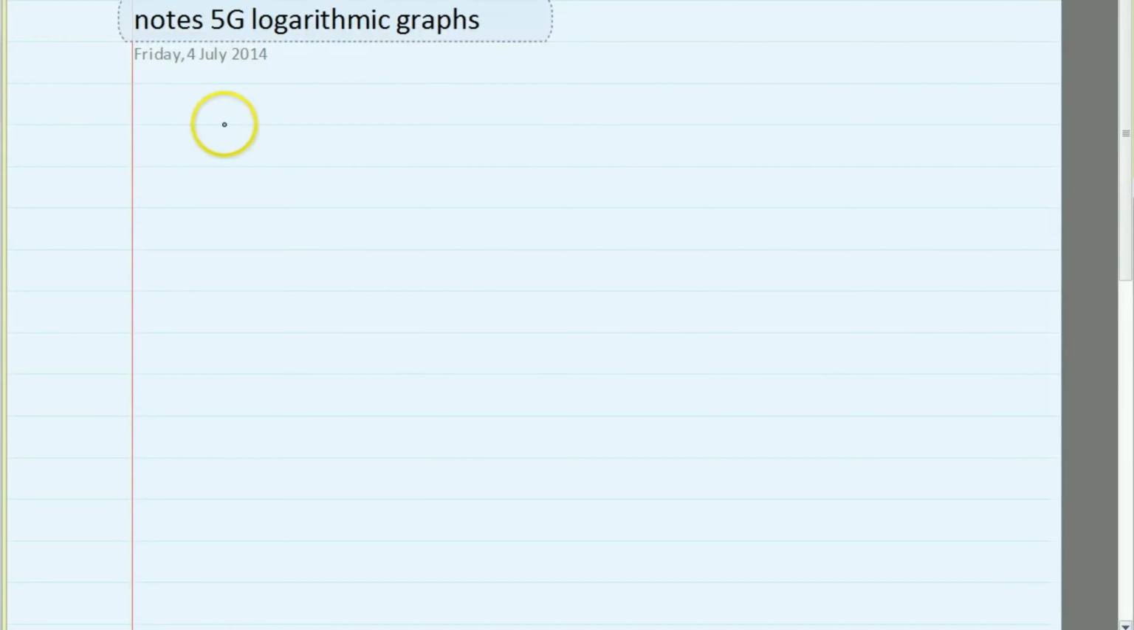Logarithmic graphs are graphs of the form y is equal to log base a of x. And if you remember your logarithms and the way that we can change these around, this is an equation which says that a to the power of y is equal to x, or that x is equal to a to the power of y. And recently we had a look at the graphs of the form y is equal to a to the x, and we can see that these are related.